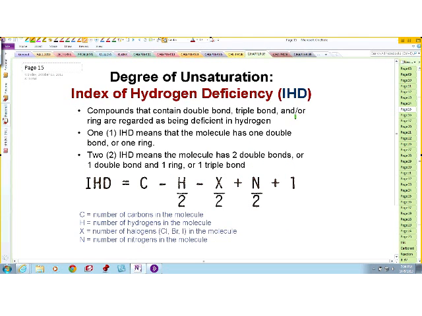Okay, now I want to change gear a little bit. Let us discuss the index of hydrogen deficiency, or what your book will refer to as the degree of unsaturation. To do that, let's start with a little bit of background information.